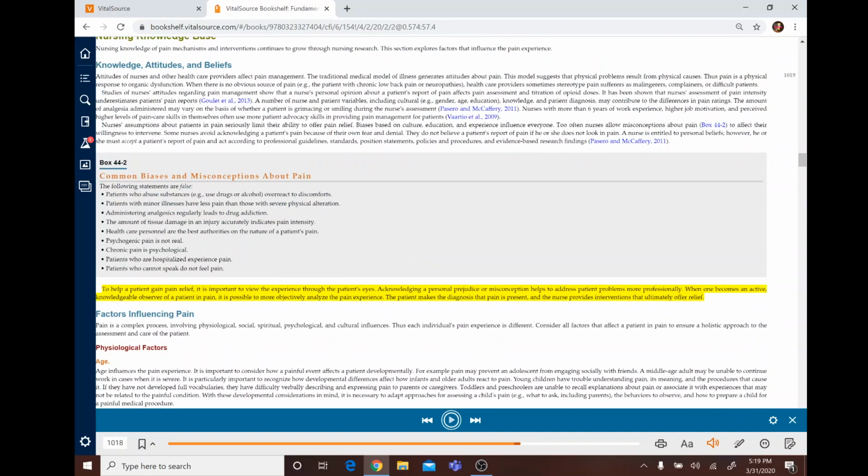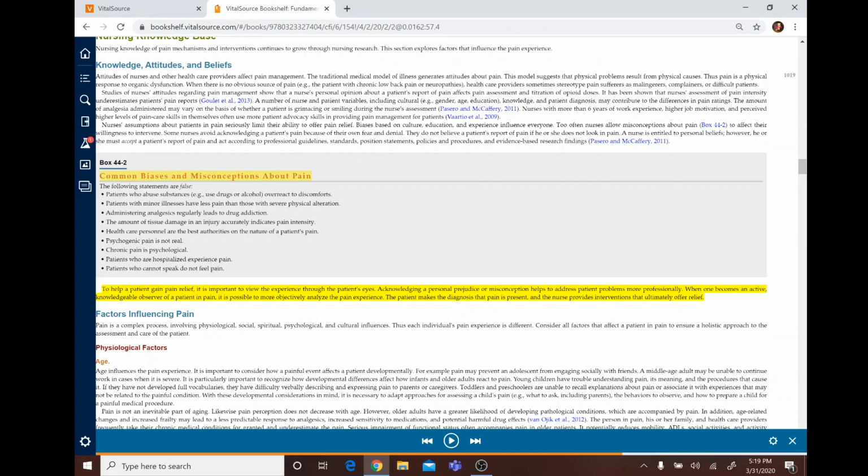So this table is obviously important: common biases and misconceptions about pain. All these statements here are false. Patients who abuse substances overreact to discomforts: not true necessarily. Patients with minor illnesses have less pain than those with severe physical alteration: no. Administering analgesics regularly leads to addiction: not always. The amount of tissue damage in an injury accurately indicates pain intensity: not true. Healthcare personnel are the best authorities on the nature of patient pain: no, the patient is. Psychogenic pain is not real: not true. Chronic pain is psychological: not true. Patients who are hospitalized experience pain: not always. Patients who cannot speak do not feel pain: that's not true at all.